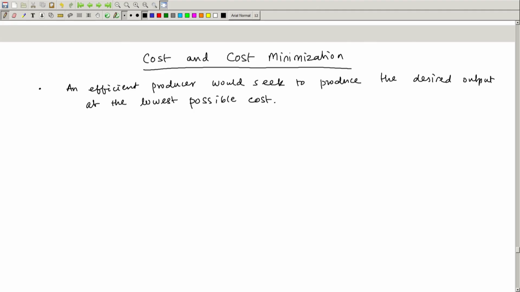This is the essence of cost minimization, isn't it? That you want to produce a certain level of output, but you want to produce it at the lowest possible cost. So, before we get to cost minimization, let us spend some time understanding the notion of cost.